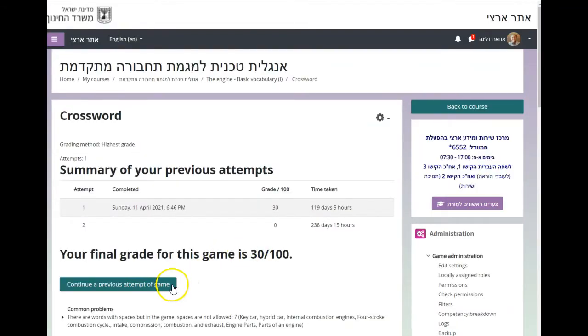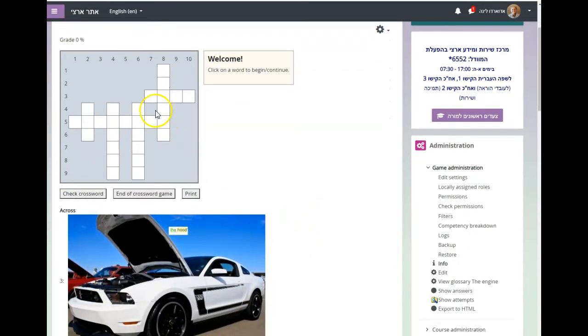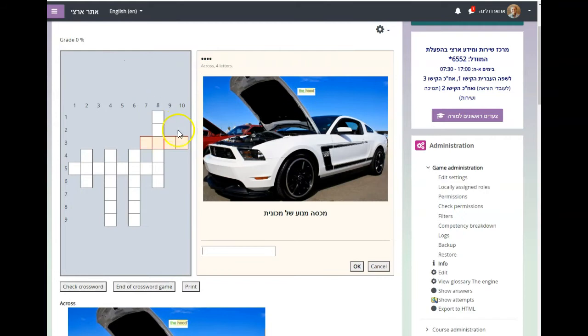Gamification is important to help pupils practice what they learn. Here is just one example of a game that you can use on Moodle, and of course there are many more.